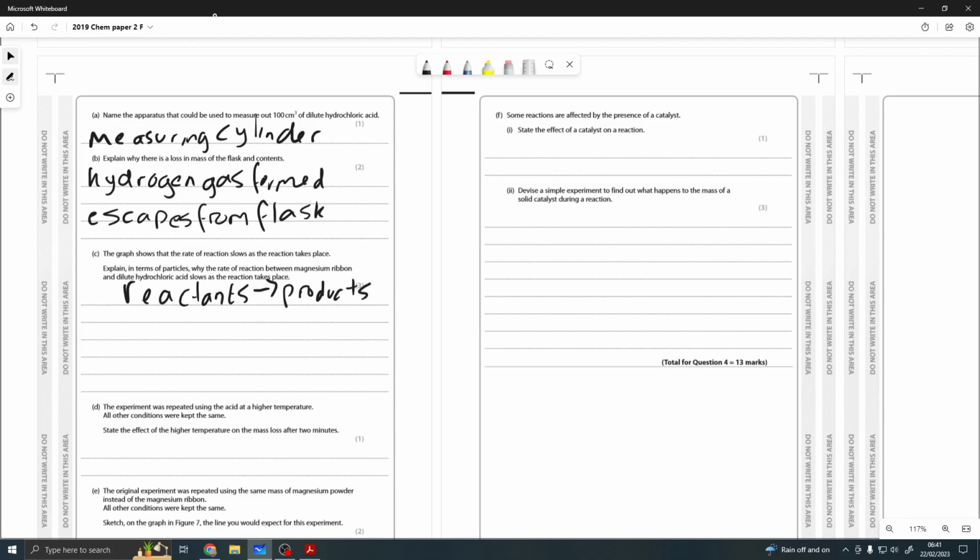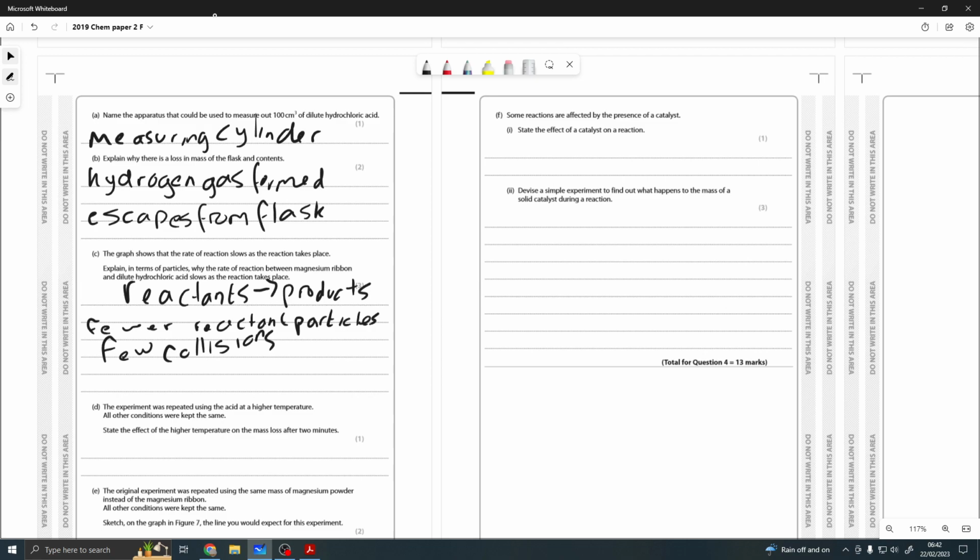But what you've got to remember is as the reaction takes place, we start off with reactants and they become products. That's our chemical reaction. As our reaction takes place, these reactants turn into products. That means over time there are fewer reactant particles. They're being used up. Okay? Now, if there are fewer reactant particles, there are fewer collisions.